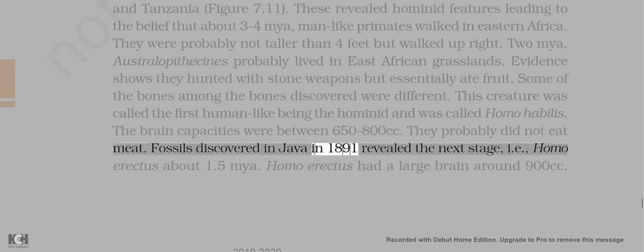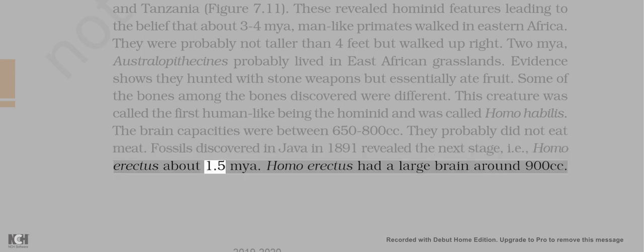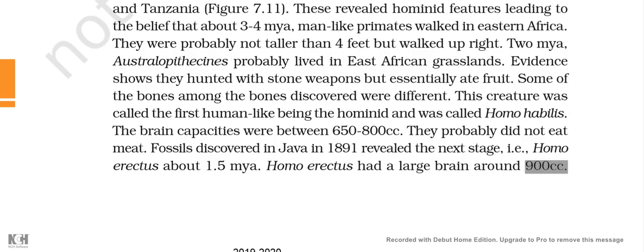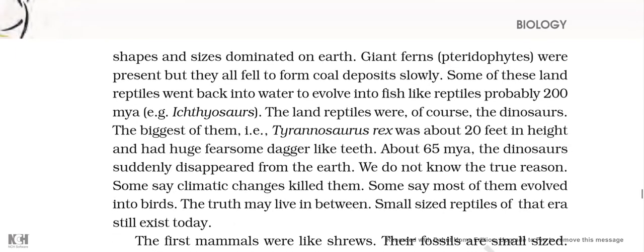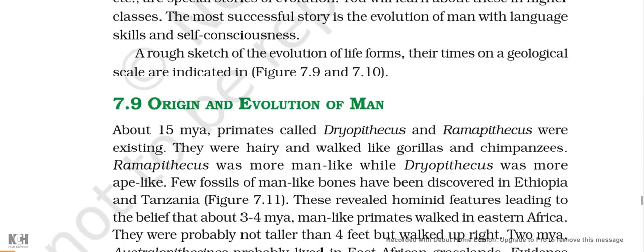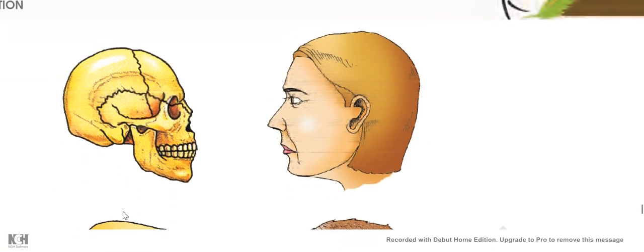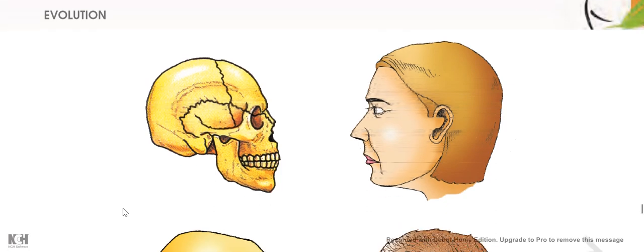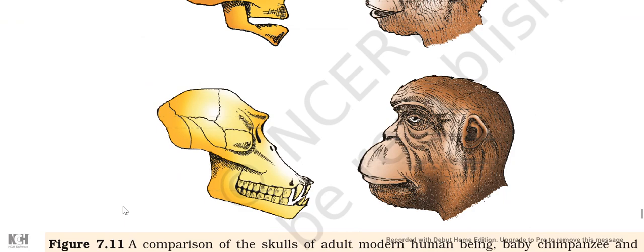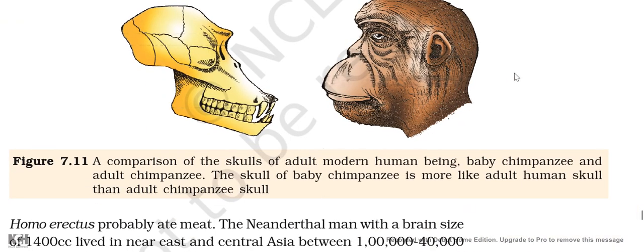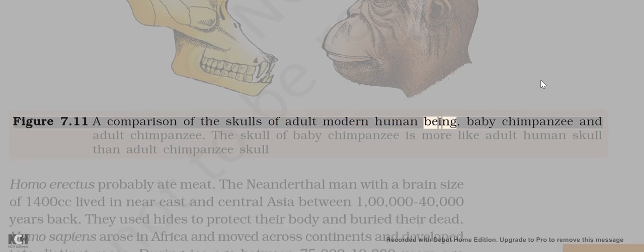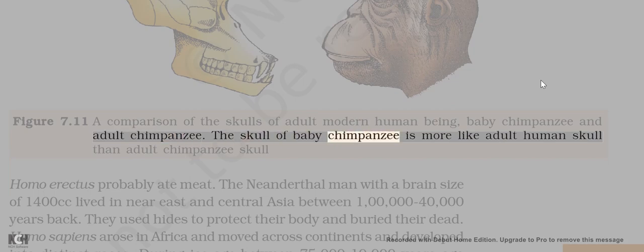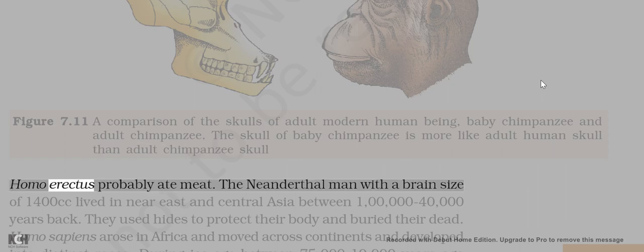Fossils discovered in Java in 1891 revealed the next stage, i.e., Homo erectus, about 1.5 Mya. Homo erectus had a large brain, around 900. Figure 7.11 A comparison of the skulls of adult modern human being, baby chimpanzee, and adult chimpanzee. The skull of baby chimpanzee is more like adult human skull than adult chimpanzee skull. Homo erectus probably ate meat.